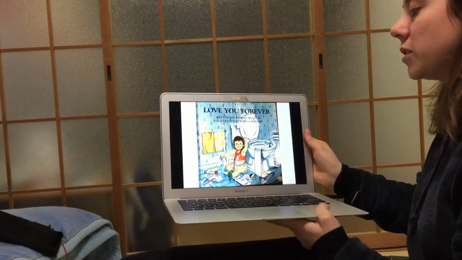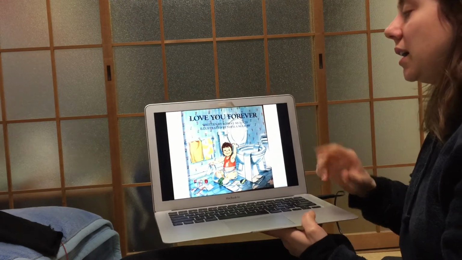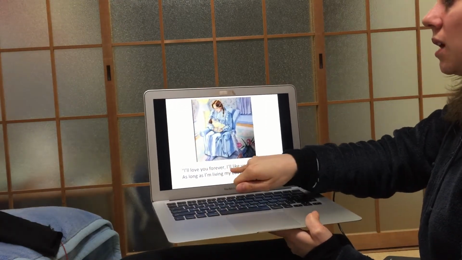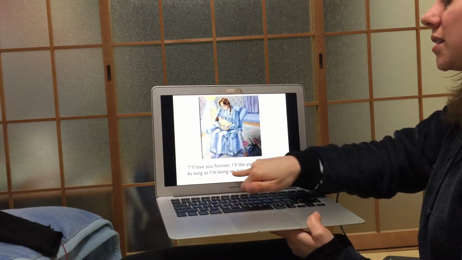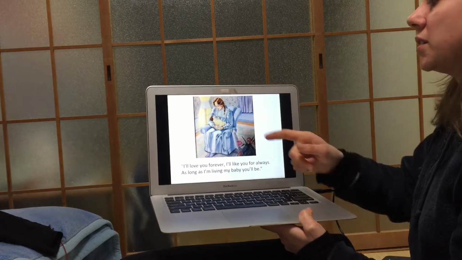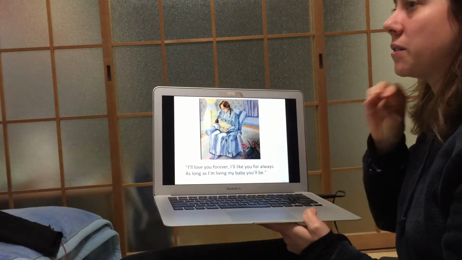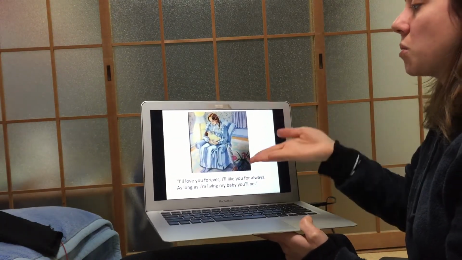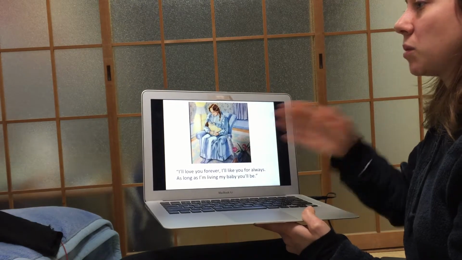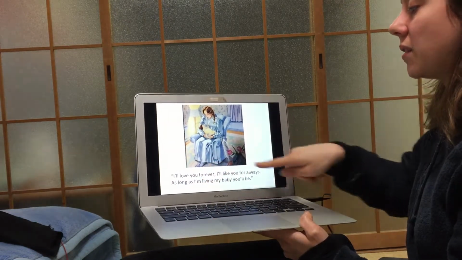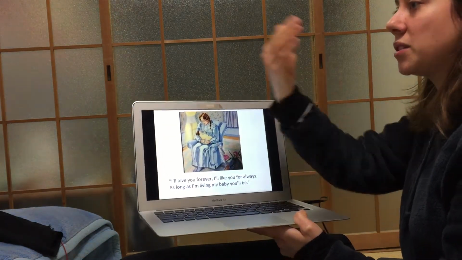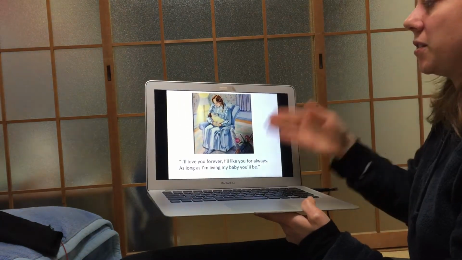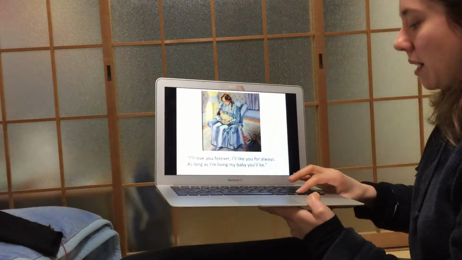Now, there are two versions of this that I have. One is where we take the famous poem, "I'll love you forever, I'll like you for always, as long as I'm living my baby you'll be." In some classes, if they're very confident with English, I get them to practice this before I read the book. And then whenever I get to this poem, I always read it with the students. So we would read this part together every time it shows up in the book.